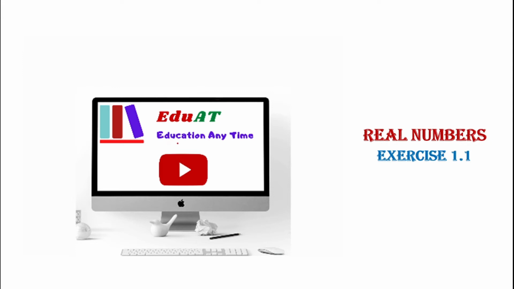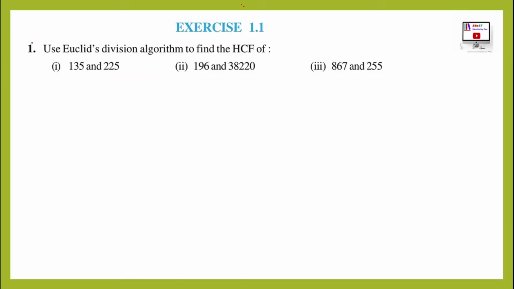In this video, we will solve exercise 1.1. क्वेश्चन 1 से शुरुआत करते हैं. इस क्वेश्चन में दिया हुआ है यूज यूक्लिड्स डिवीजन एल्गोरिथम to find HCF of 135 and 225, part 2, 196 and 38220, part 3, 867 and 255. तो चलिए क्वेश्चन पार्ट 1 से शुरुआत करते हैं.